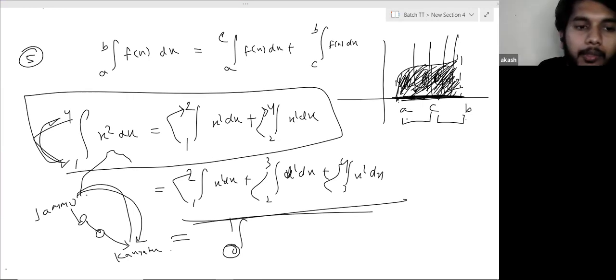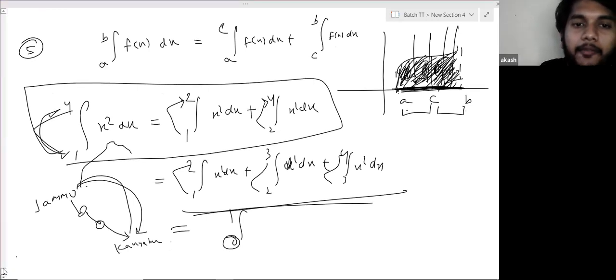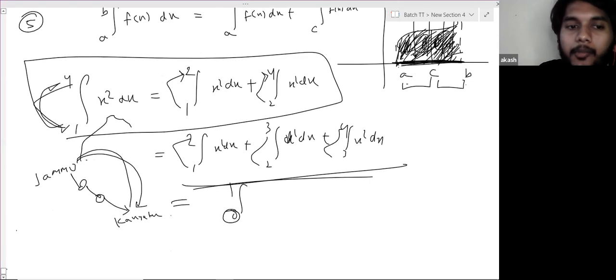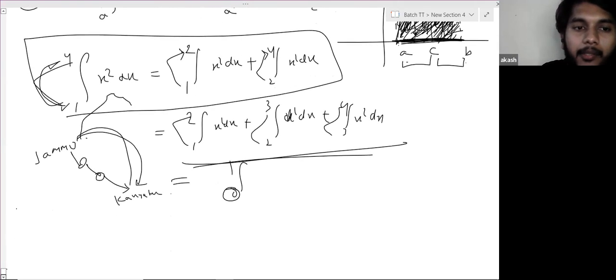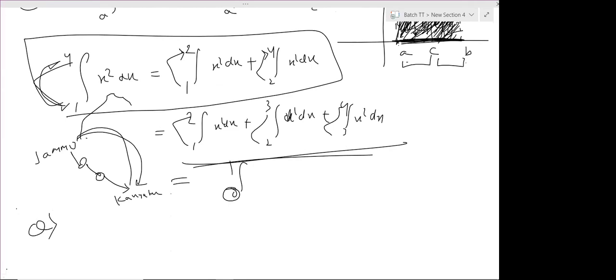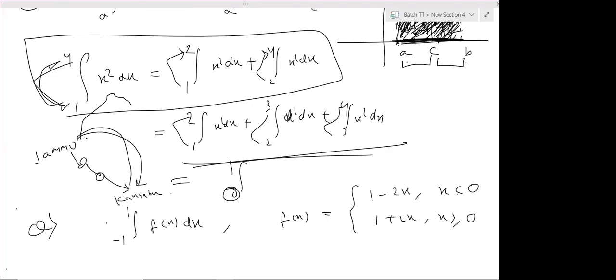Where we are going to use this: whenever they are breaking the function in terms of x. Like, let me give you an example. Write down a question. Integration -1 to 1 f of x dx, where f of x is 1 minus 2x when x is less than 0, 1 plus 2x when x is greater than or equal to 0.